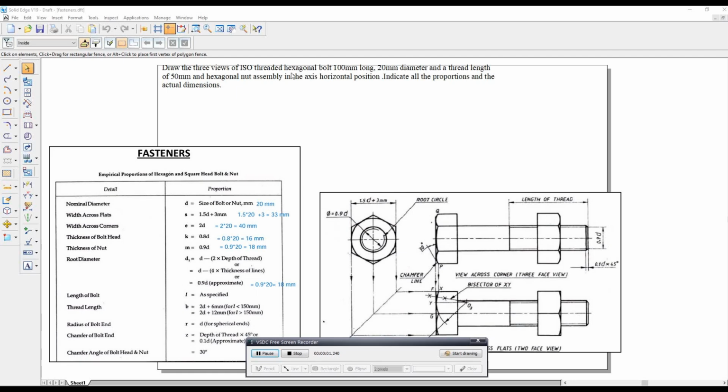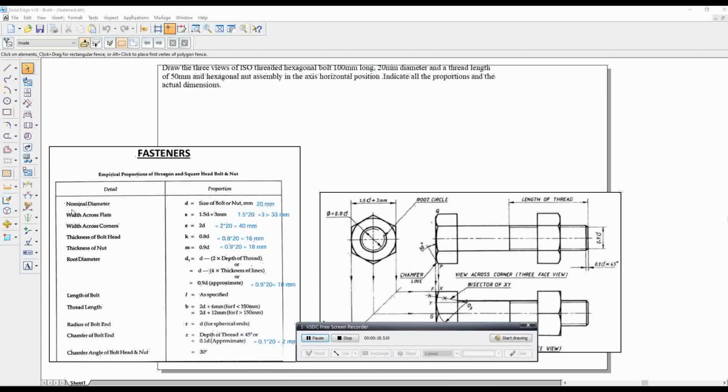Three views of an ISO-threaded hexagonal bolt 100 mm long, 20 mm diameter and thread length of 50 mm, and hexagonal nut assembly in the axis horizontal position. Indicate all the proportions and the actual dimensions. Before moving on to the drawing, we should know the terminologies first. First, nominal dia. Nominal dia is given as 20 mm.